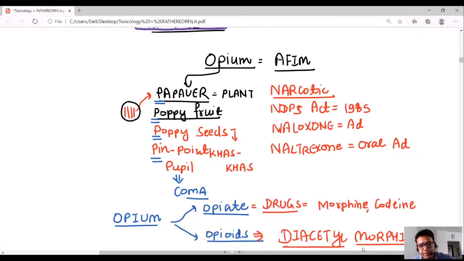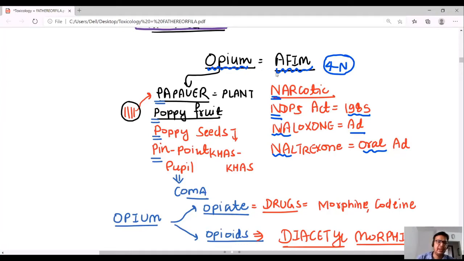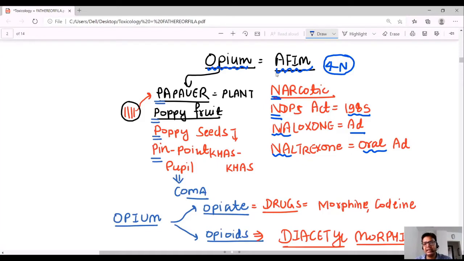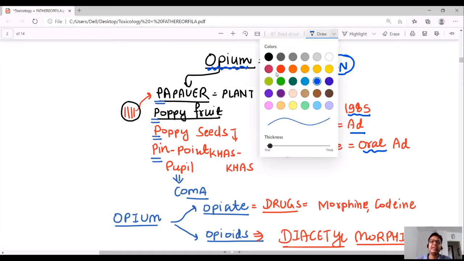Now, sir, I am coming to opium. Opium is also known as afim. Doctor, remember 4N. N for narcotic: opium is a narcotic. N for NDPS Act for opium, 1985. N for naloxone, an antidote, and naltrexone, an oral antidote. These are four important N.